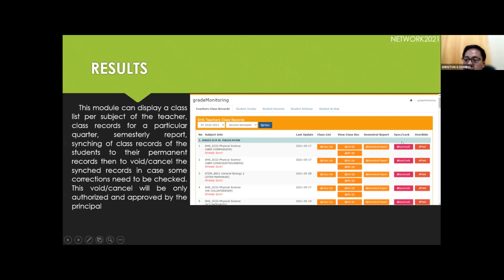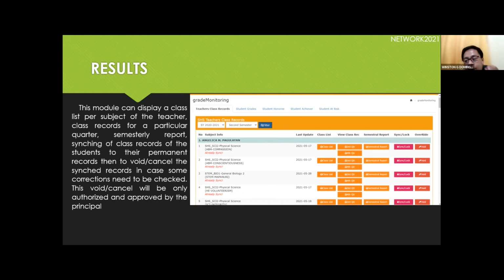So we also have the semestral report, and we have the synchronization and lock. The feature of synchronization and lock is that the computed or final grades of the students will be recorded to the permanent records of the students. Meaning, once the class records of the teachers are submitted to the principals, checked and approved, the principals can synchronize the class records to the permanent records of the students in the system, and the class records of the teacher will be locked.